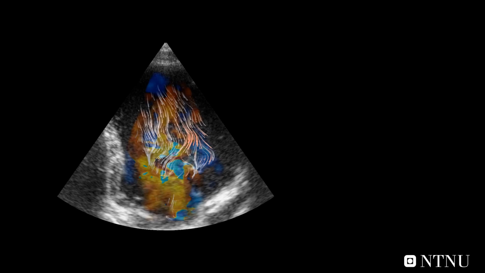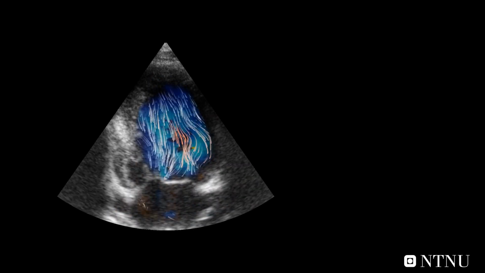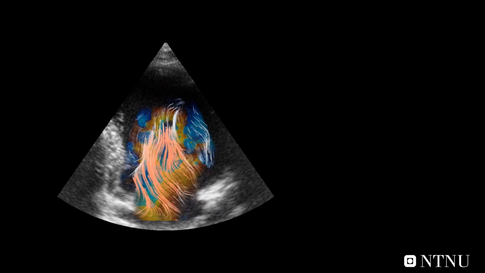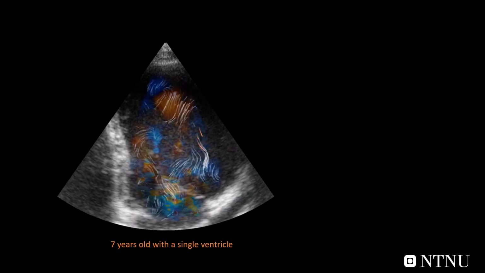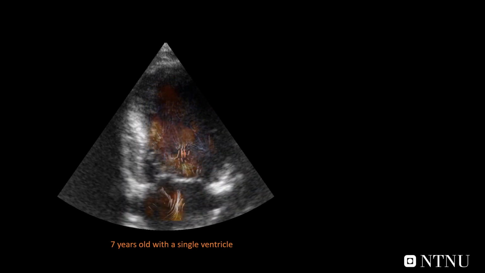So, let's see how intracardiac flow estimation can help the pediatric cardiologists. This is a patient needing regular follow-up with a pediatric cardiologist. It is a 7-year-old child with a single ventricle.